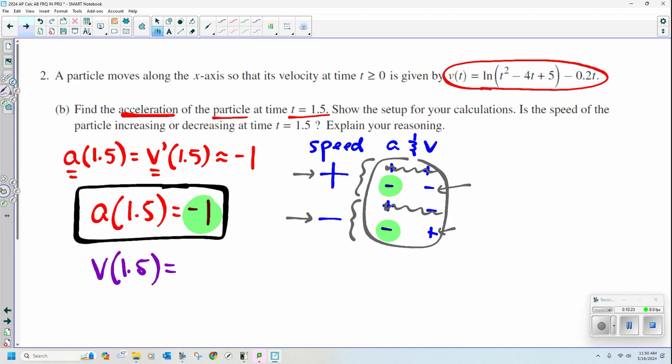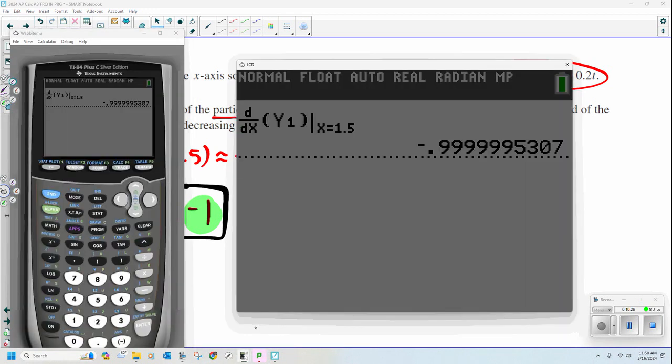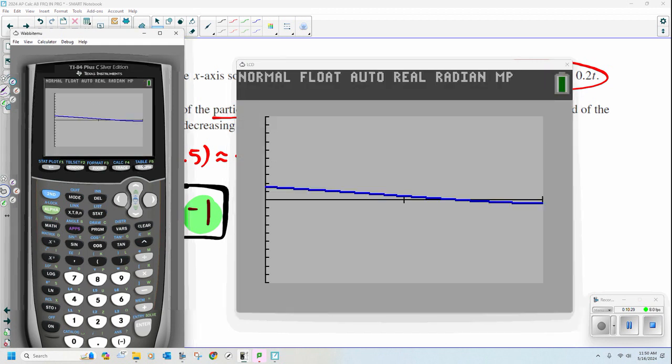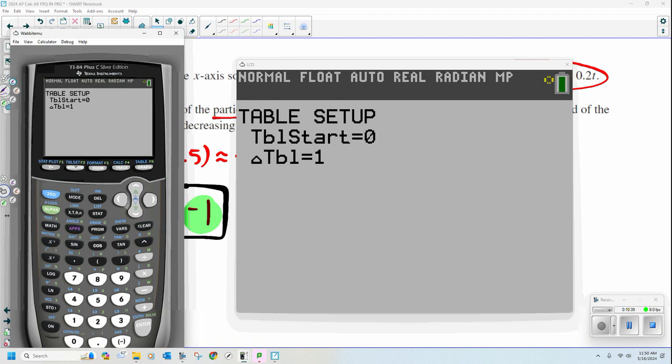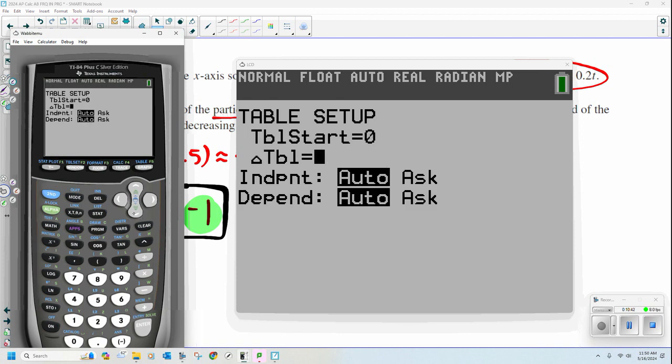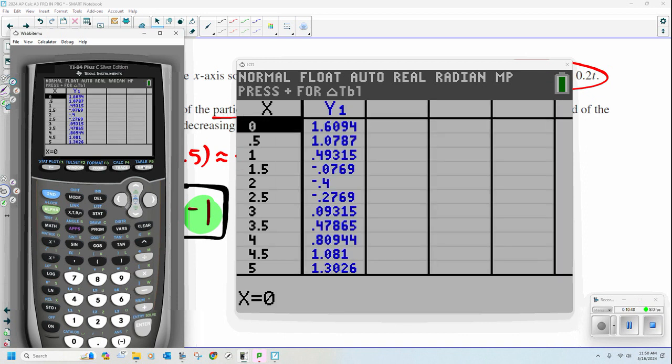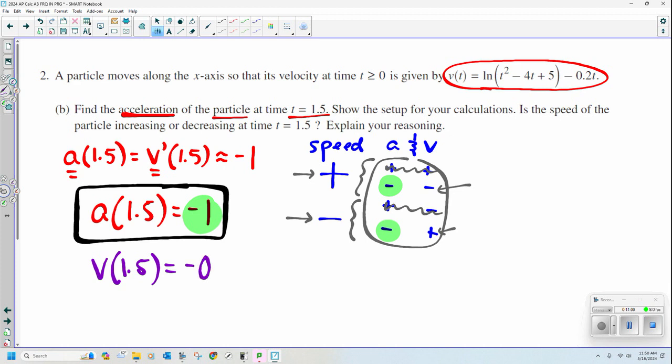Since we already have this on the graph, let's go to our table. My table only goes up by ones, so I'm going to go to second window, which is table set. Start at 0, but instead of going up by ones, I want it to go up by 0.5. Now you'll see when the time is 1.5, the velocity is negative 0.77. So we definitely have a negative velocity. My speed is increasing.